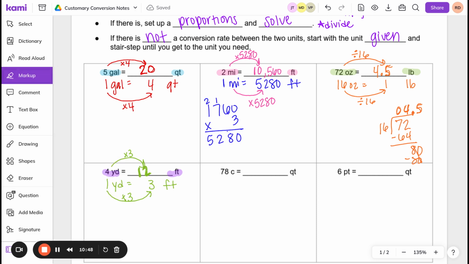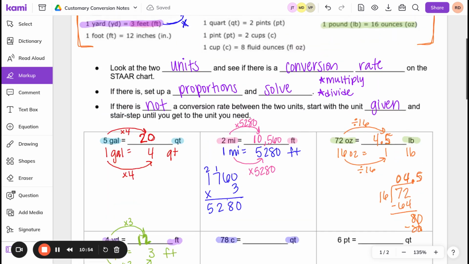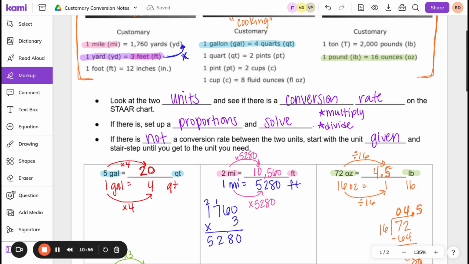Next problem, we have 78 cups to quarts. So we're going to go up here. We have 78 cups and quarts. These are not in the same line. We have quarts right here and cups down here.